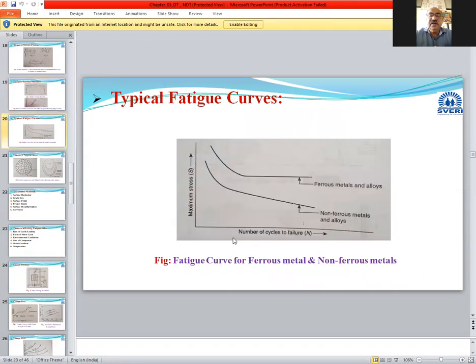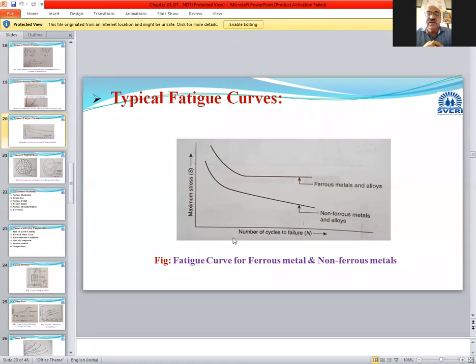So typically, fatigue curves are there: maximum stress and number of cycles to failure. This is a very good example of conveyor chains used in the sugar industry. If you plot the graph of maximum stress against number of cycles.